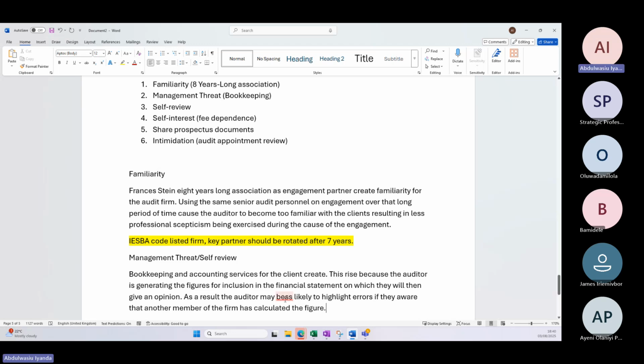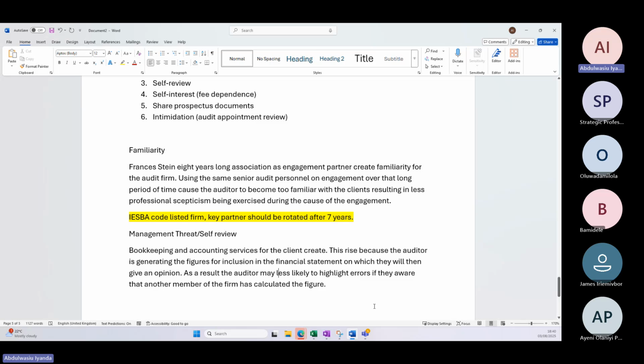So the auditor is less likely to highlight errors if they are aware they are not a member of the firm that calculated the fee. Because it's my colleague now, I will not want to be stressing myself too much. So I hope you can relate to the case very well.